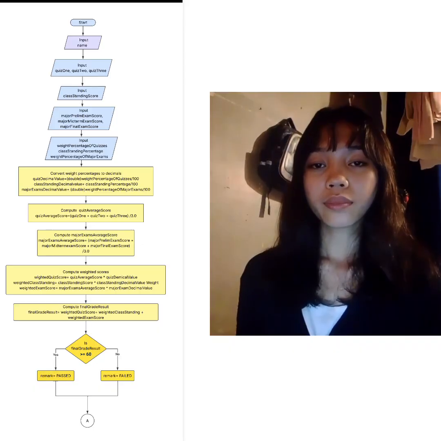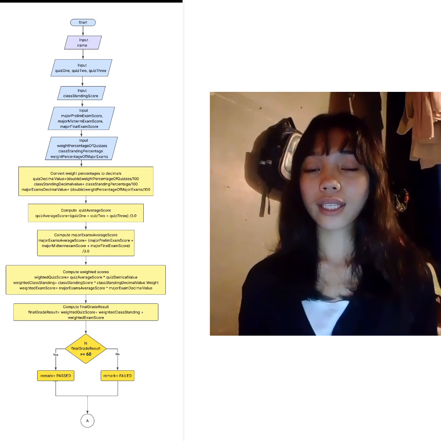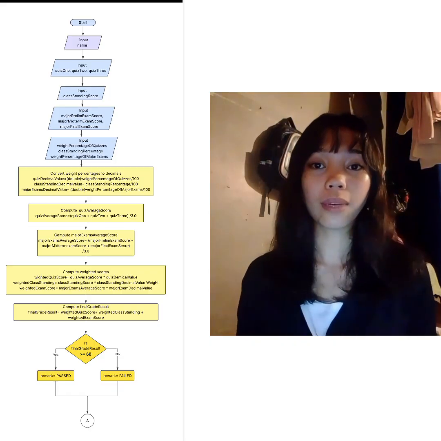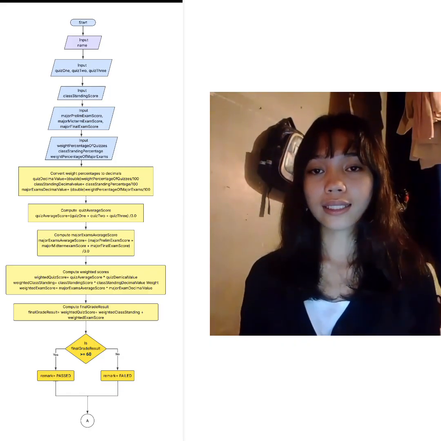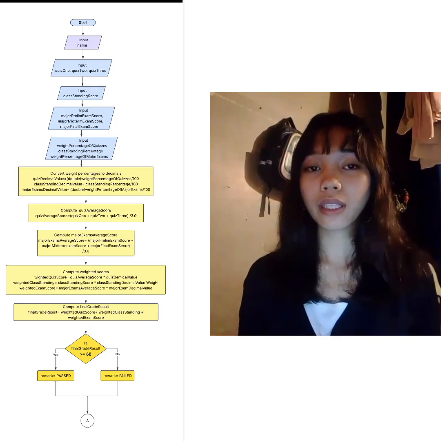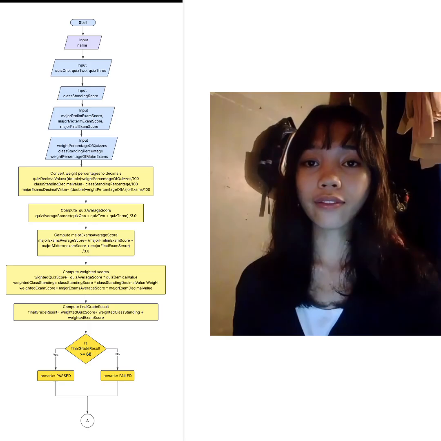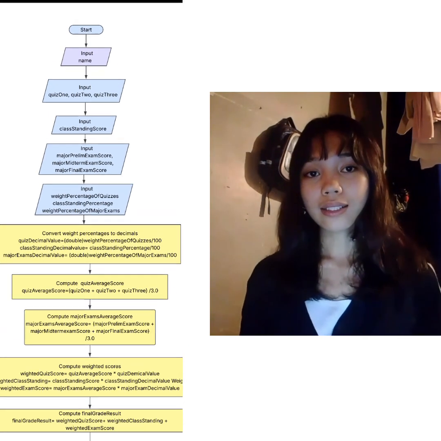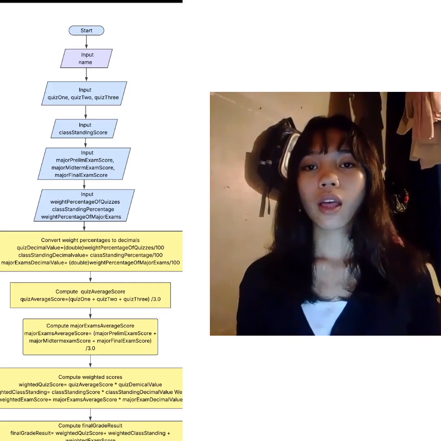So now we will proceed to our flowchart. This flowchart shows how a student's final grade is calculated, how the pass or fail remark is determined, and how the honor classification and Dean's List eligibility are decided. So let's begin with the left side of our flowchart. The process starts with the terminator symbol.